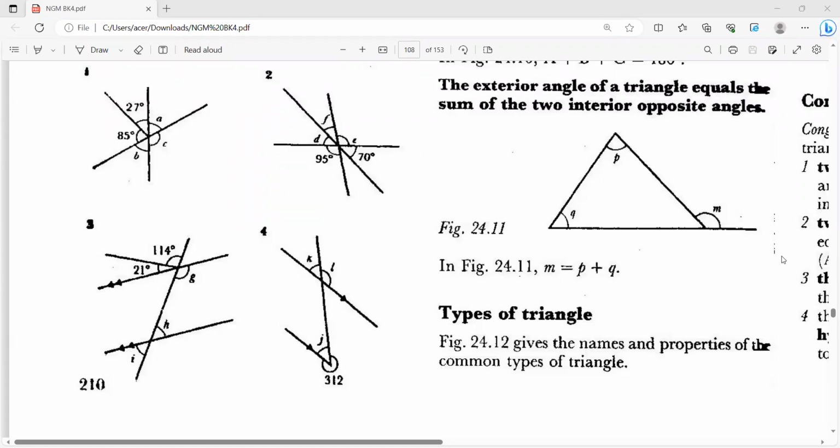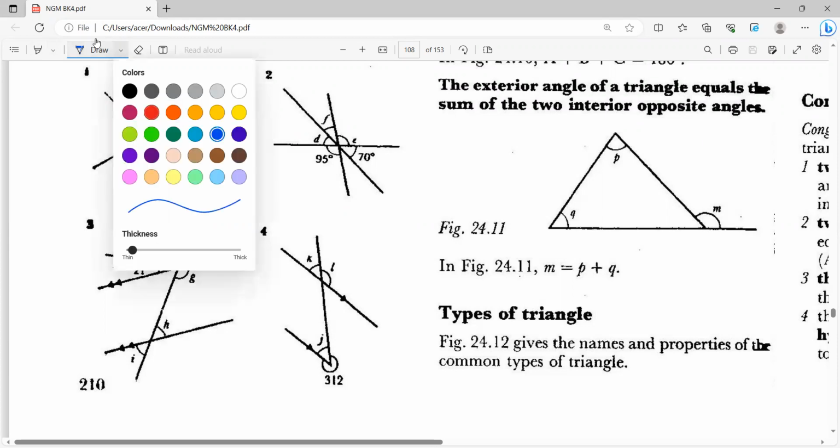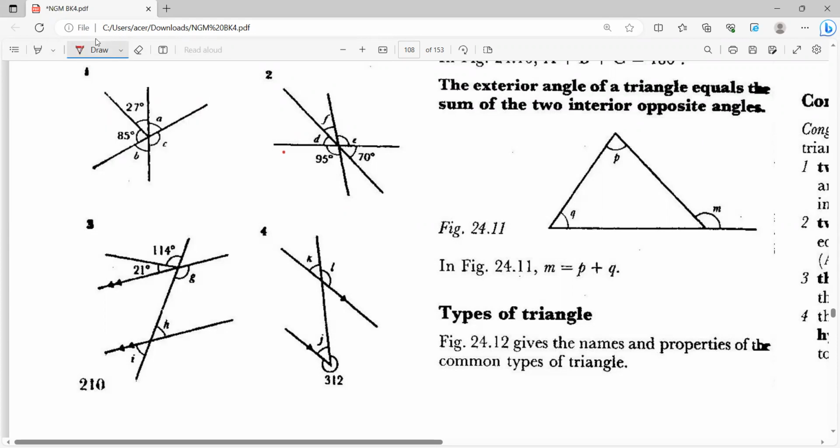Okay, so yesterday we were looking at parallel lines and angles, right? So I need to guide you to do these questions. All right, so let's look at the first one. Whenever you're doing geometry questions, you need to identify the rules that can be applied to a particular case, right?